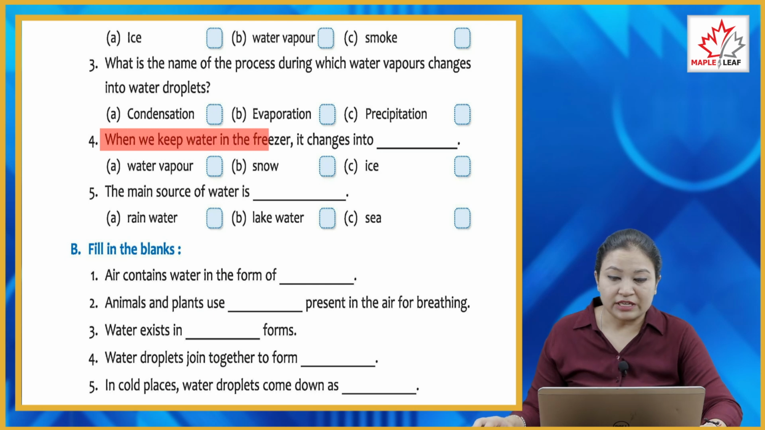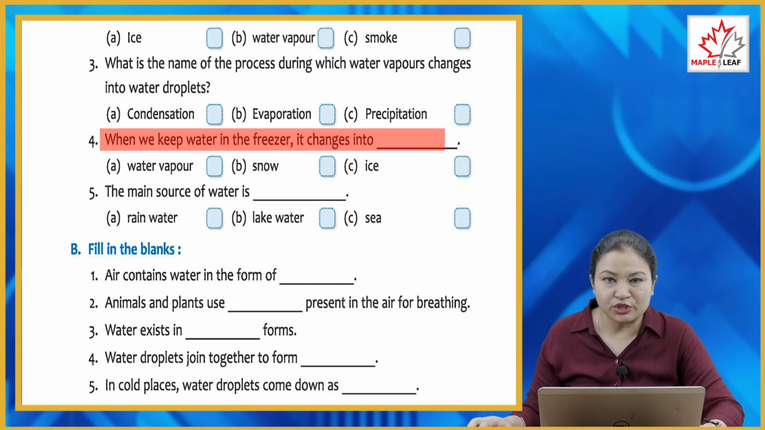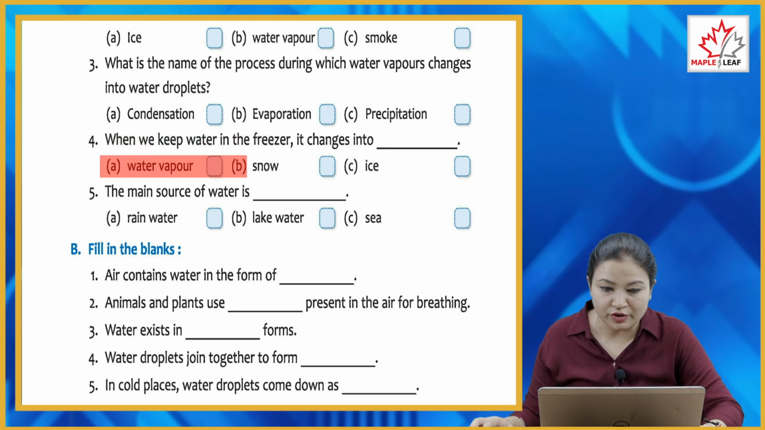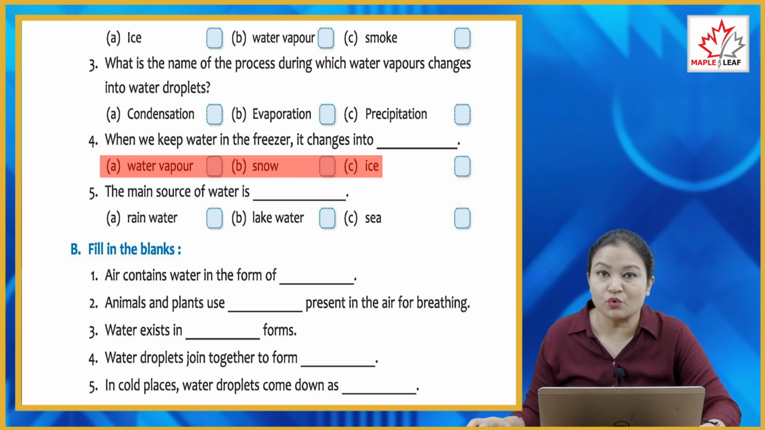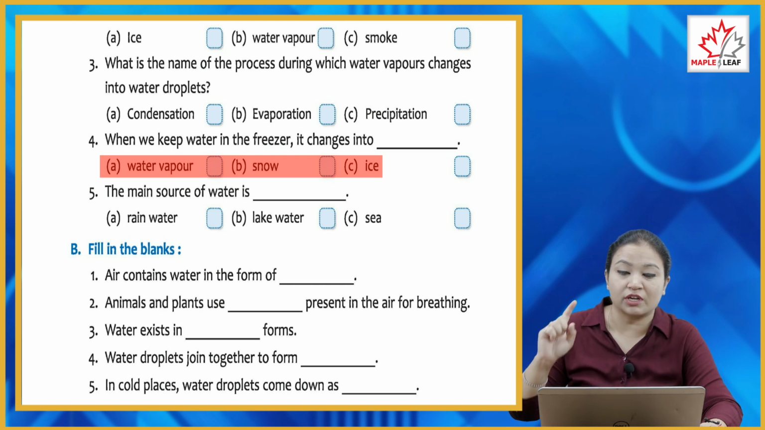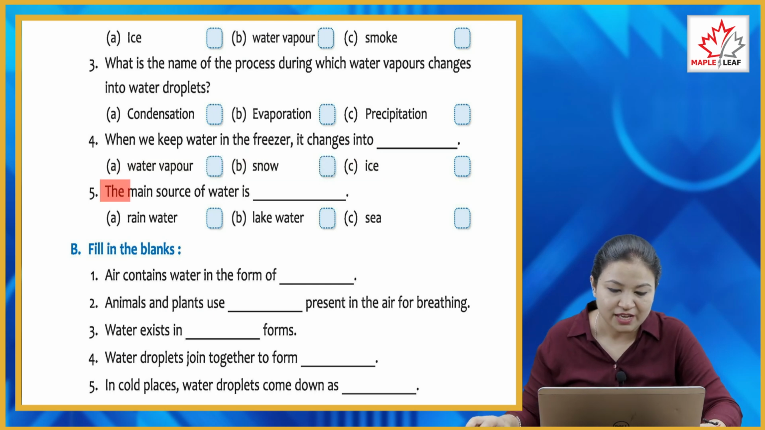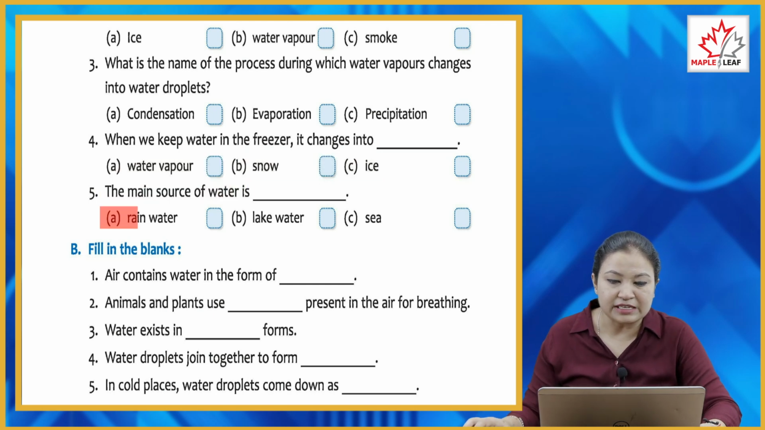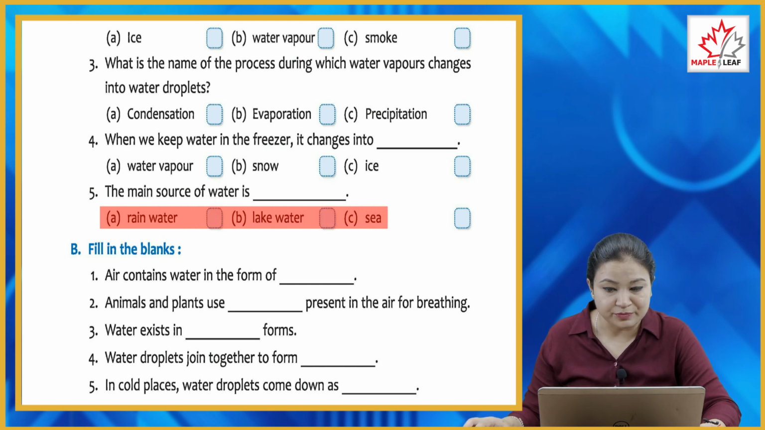When we keep water in the freezer, it changes into dash. Option A, water vapor. Option B, snow. Option C, ice. So the correct answer is option C. It changes into ice when we put the water into the freezer. The main source of water is option A, rainwater. Option B, lake water. Option C, sea. So the correct answer is rainwater.